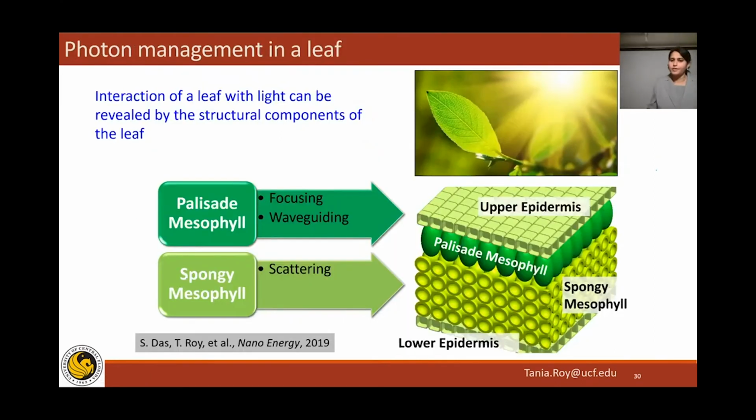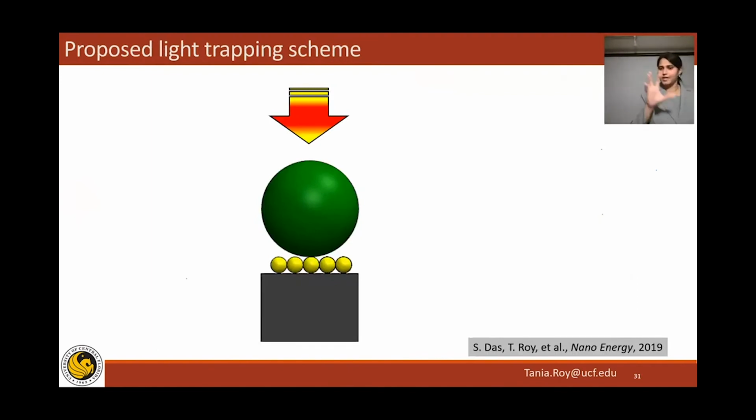So what we thought of is that the leaf has evolved to maximize the absorption of light, and it does so by its cells. It has the upper epidermis and the palisade mesophyll cells, which have the function of focusing and funneling the light. They behave like waveguides. And the spongy mesophyll cells' work is to scatter that light to the chloroplasts. So we wanted to use this kind of a scheme on our solar cells.